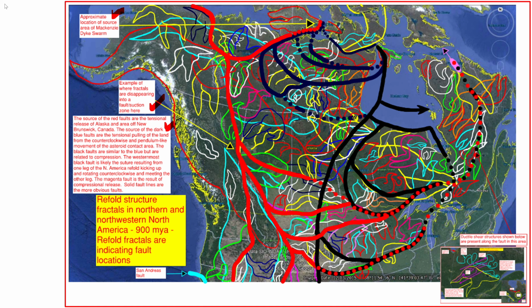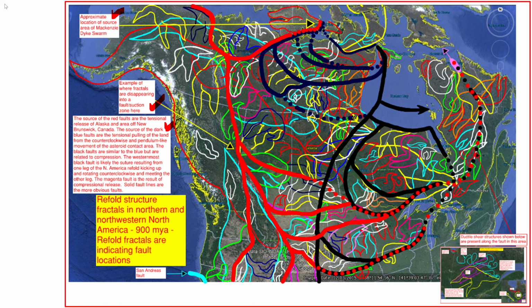The westernmost black fault is likely the suture resulting from one leg of the North America refold kicking up and rotating counterclockwise and meeting the other leg. Remember, that started around 475 to 500 million years ago. The magenta fault is the result of compressional release. That's way up on the northeast corner and resulted in continental drift.